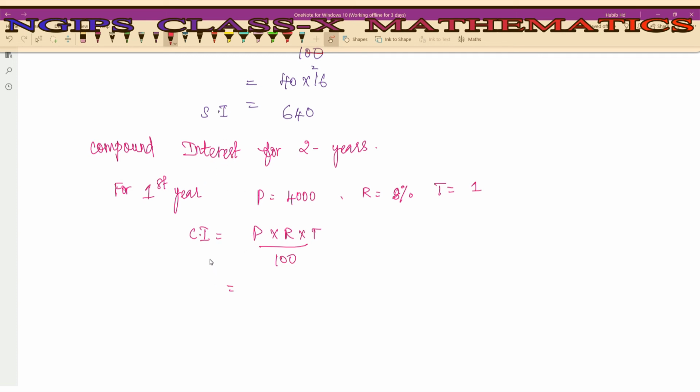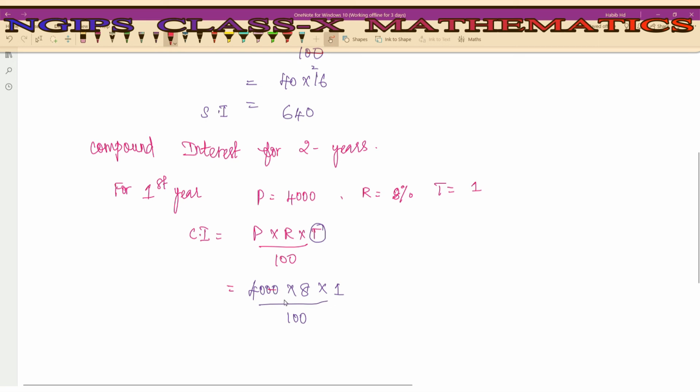What is the difference between the simple interest and the compound interest? In simple interest, the time we take is directly the number of years. If it is 10 years, we take 10 years; if it is 8 years, we take 8 years. But when it comes to compound interest, we always calculate it for only 1 year. So here the principal is 4000, the rate is 8, and the time is 1, divided by 100.